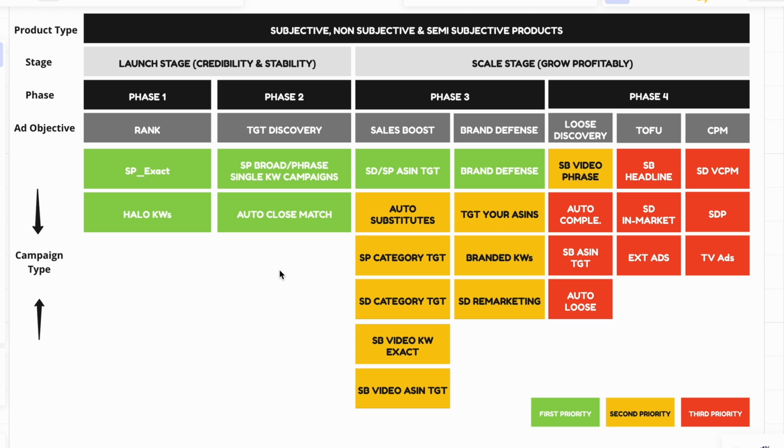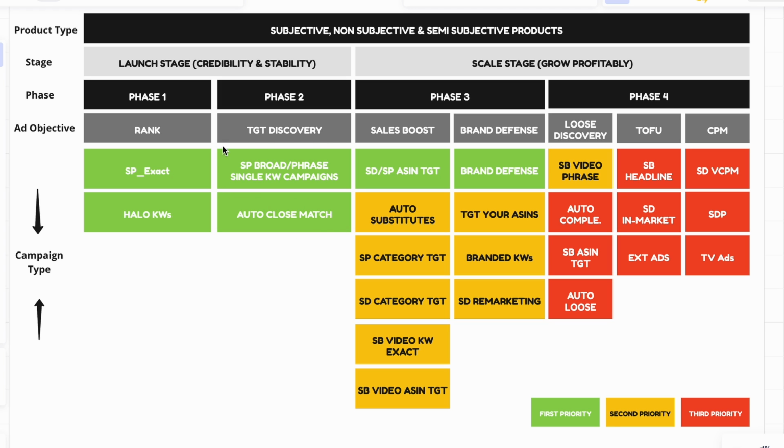And in phase 2 you also turn on a couple of auto ads. Now when I say auto, within auto there are different targeting options. One is close match, loose match, substitutes, and complements. At this point in time in phase 2, you're not going to focus on all targets. You're just going to focus on auto close match.